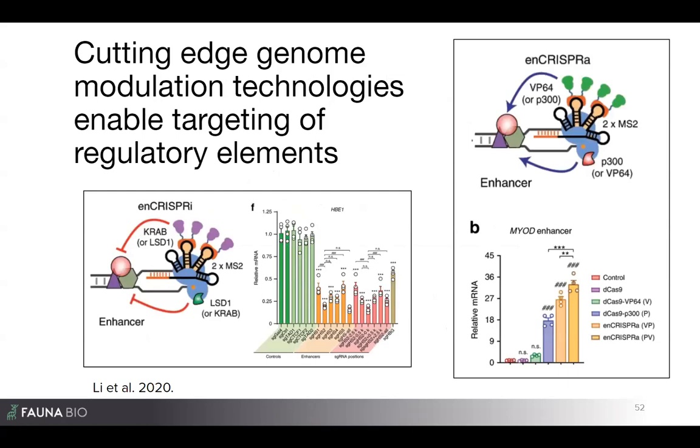And indeed, cutting-edge genomic modulation technologies enable targeting of these regulatory elements. For example, CRISPR inhibition, which uses a deactivated form of CRISPR, where you put an inhibitory domain on deactivated CRISPR, so it doesn't cut, but it just attaches to a specific region and then deactivates it. You can modulate regulatory elements that way, and then decrease expression of their target gene. And the opposite with CRISPR activation, where you can turn on specific genes via the regulatory elements.